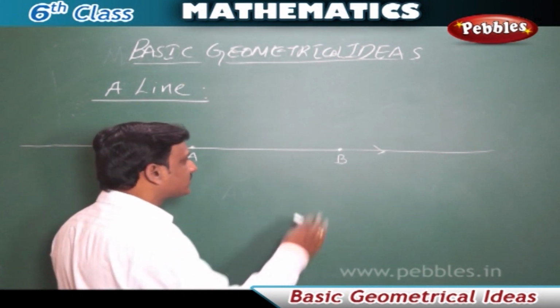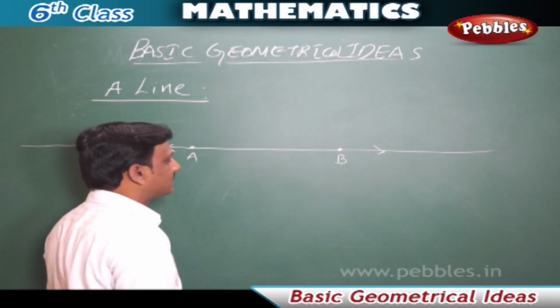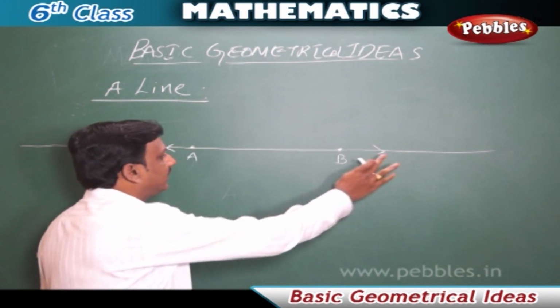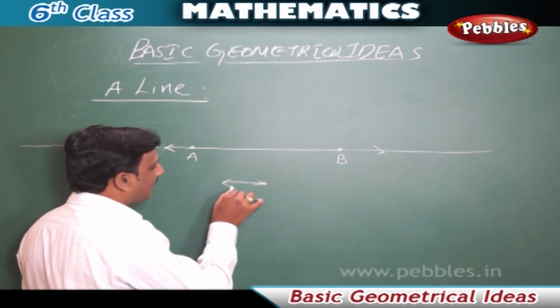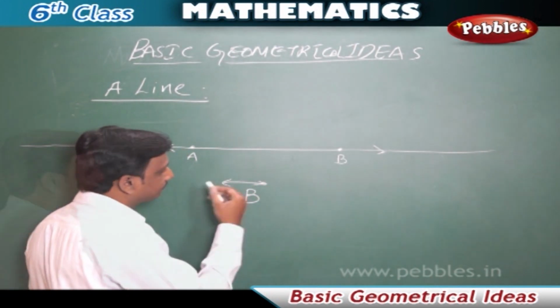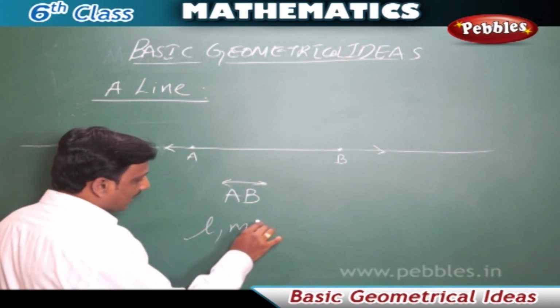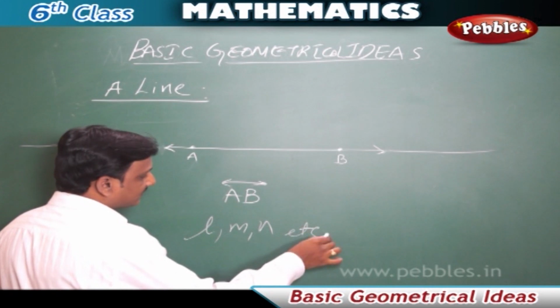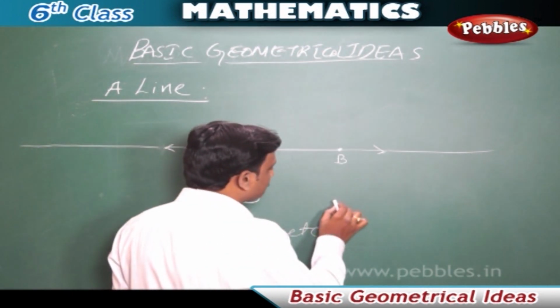This shows that this is a line. This is a continuous line on both sides. So this represents a line, and we write it as line AB. A line is also represented by small letters like l, m, n, etc. And a line is also called a straight line.